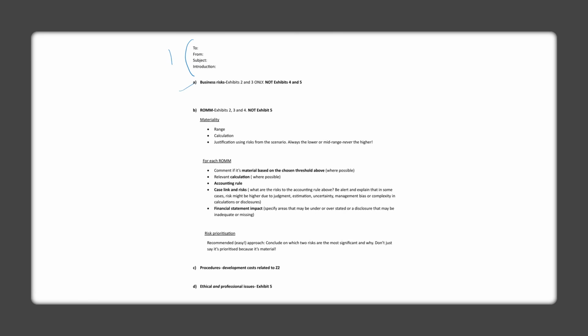With business risks, I know the allocated time. I know I'm only going to be using exhibits 2 and 3. With risk of material misstatement, I know what my answering technique is. I'm going to write the range. I'm going to do the calculation, making sure I use the current year's figure and I pick up the right amount. So it's not 4.5 million or is it 450 million? Make sure you pick up the right figures. And I'm going to justify the materiality threshold that I'm choosing using risks from the scenario. We'll talk about all of this in just a few minutes, but we're just outlining my template for now.